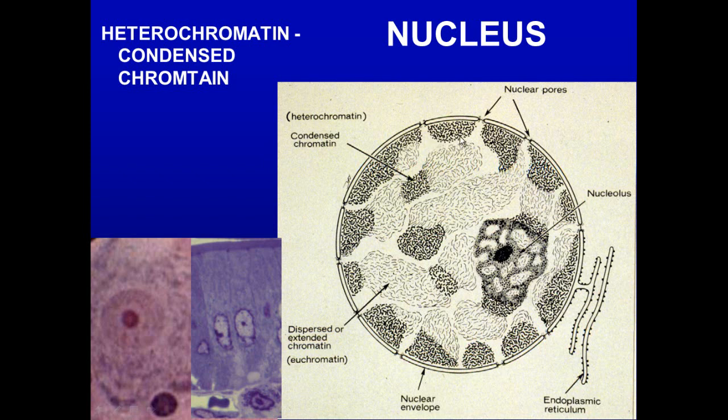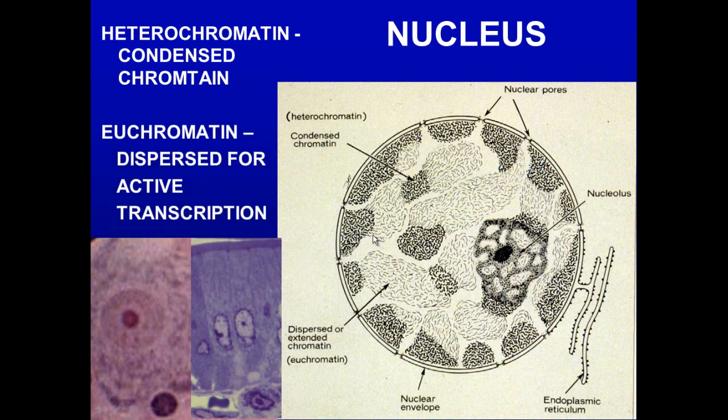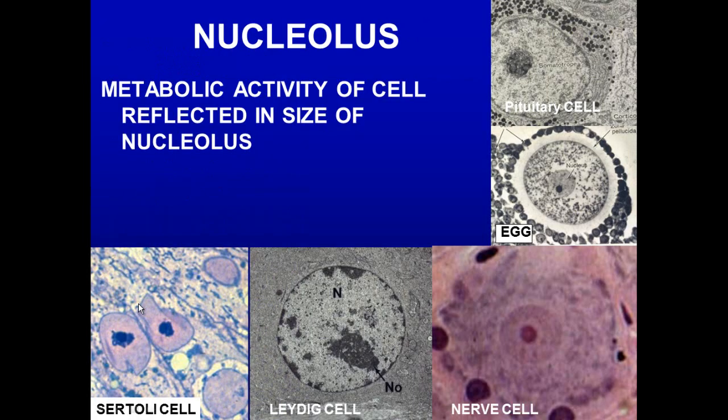The condensed chromatin is known as the heterochromatin, the dark part that you see there. However, the euchromatin is the lighter chromatin that we see through there, dispersed and actively being transcribed. So the nucleolus, as we can see, here is a nucleolus here and here and here and here of these cells. This is the nucleus right here, and the nucleolus.